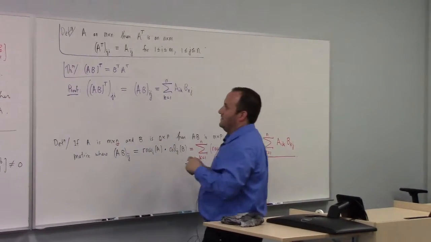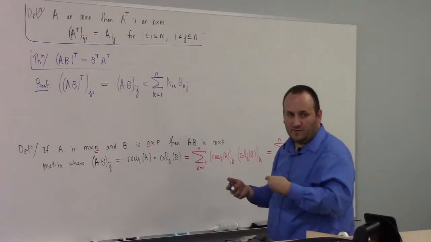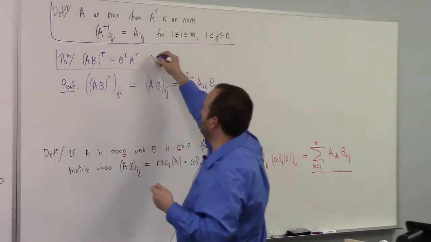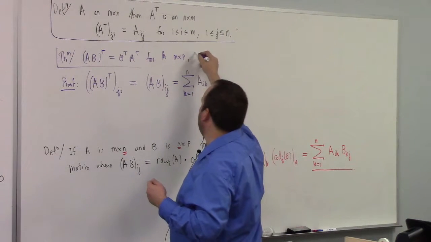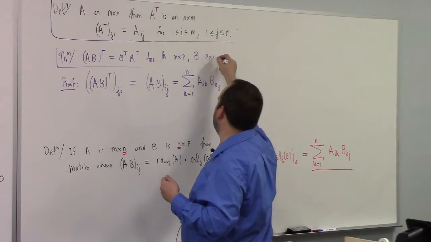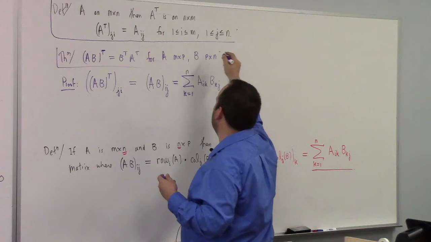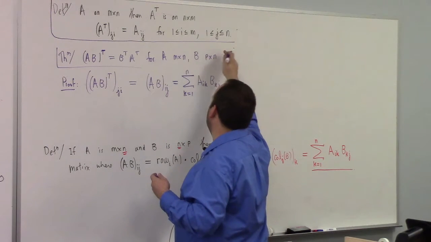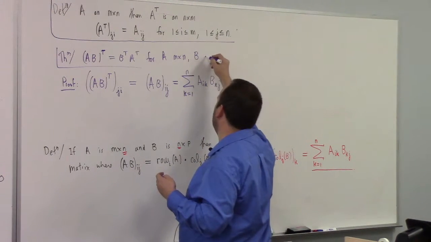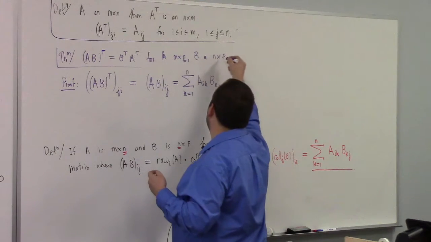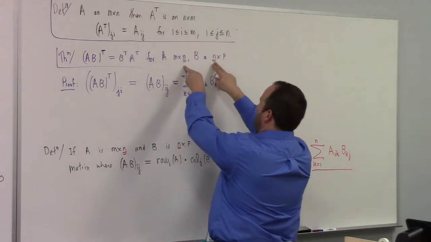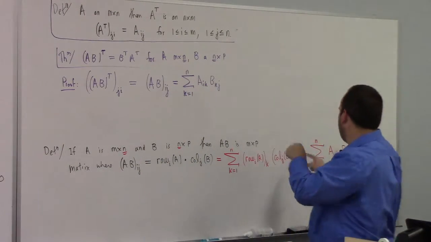Now I do need to assume that A and B are multipliable, right? This is for A, m by n, and B, n by p. So I'm making these match up. That's where the sum comes from, right?